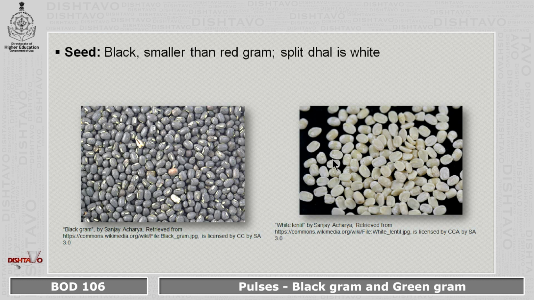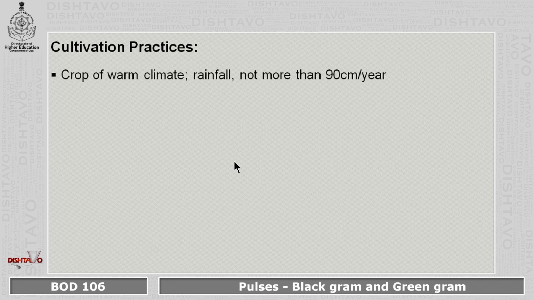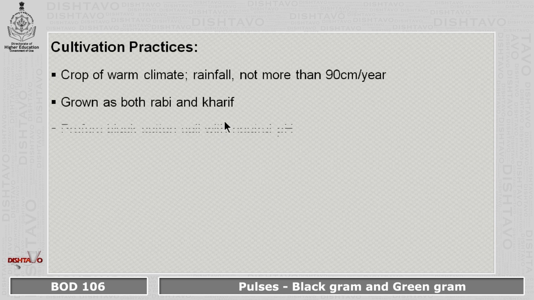Now come to the cultivation practices, how the plant is grown. It is a crop of warm climate with rainfall not more than 90 centimeters per year. If it is higher rainfall, this plant may not be able to tolerate. And it is grown as both Rabi and Kharif crop. That means Rabi is winter crop, whereas Kharif is monsoon crop. This plant prefers black cotton soil with neutral pH, but you can grow it in some other soil also.